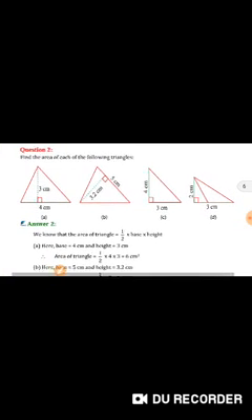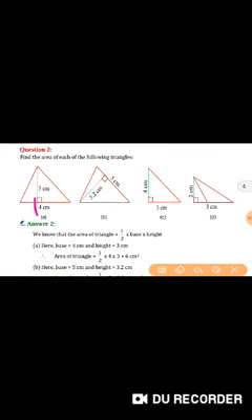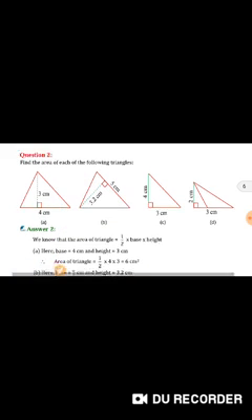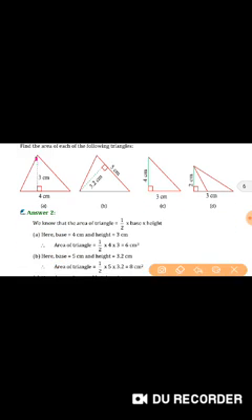Then here also, find the area of triangles. So we know that the area of a triangle is half into base into height. For the parallelogram it was only base into height, but the triangle area is half base into height. So this is your height, base.